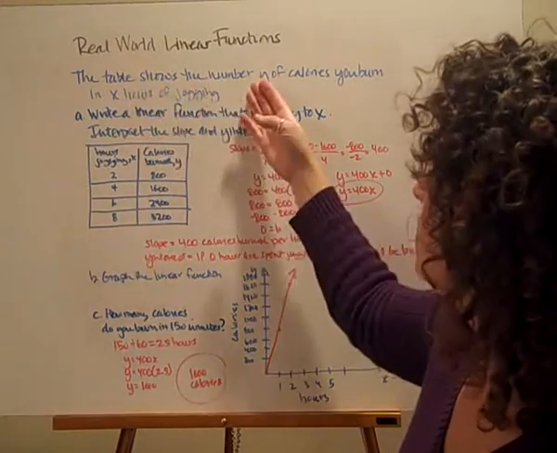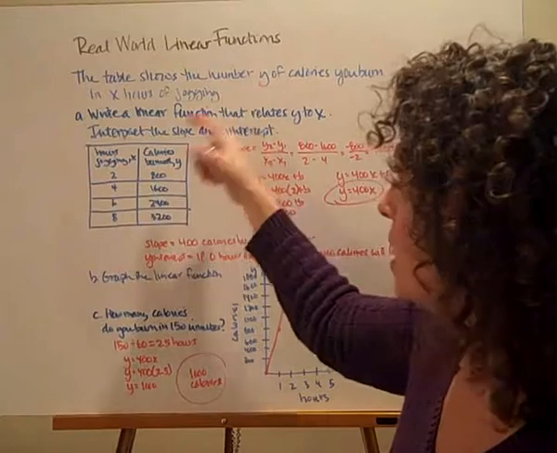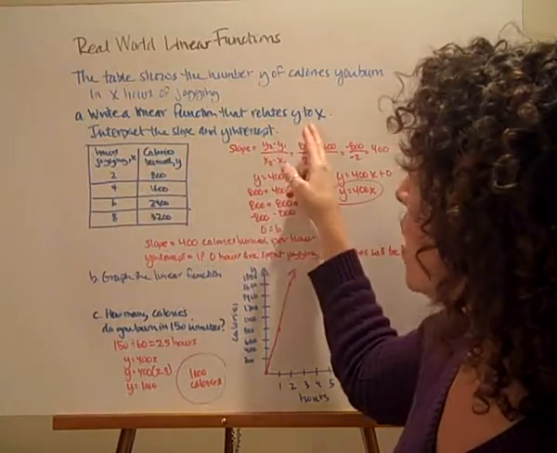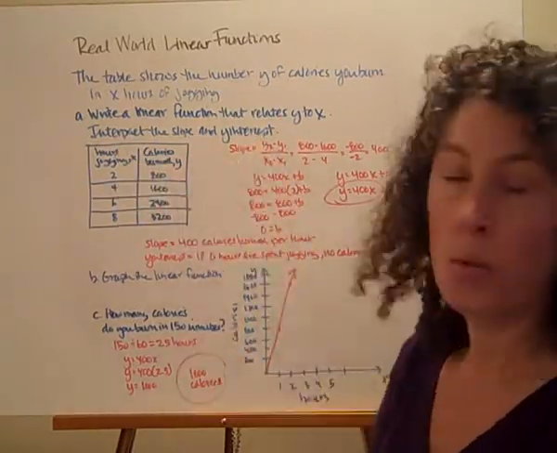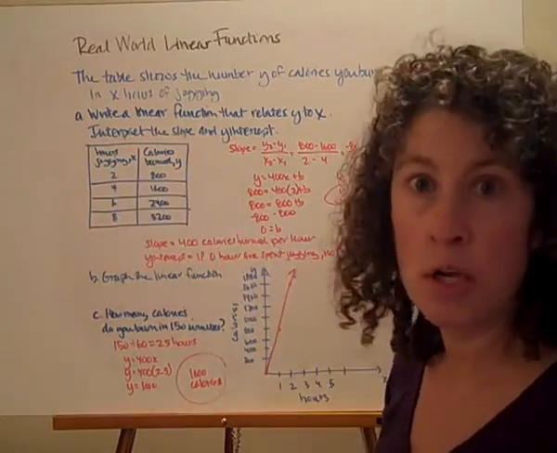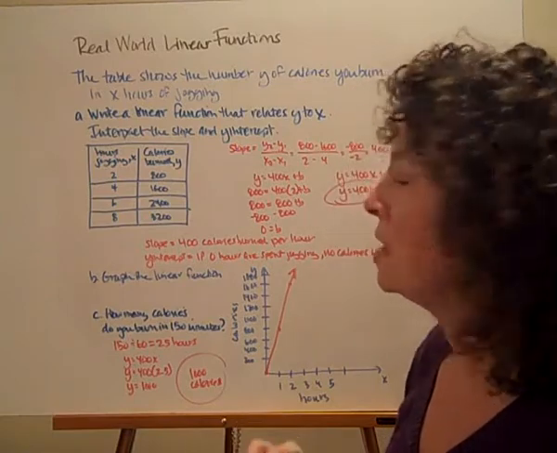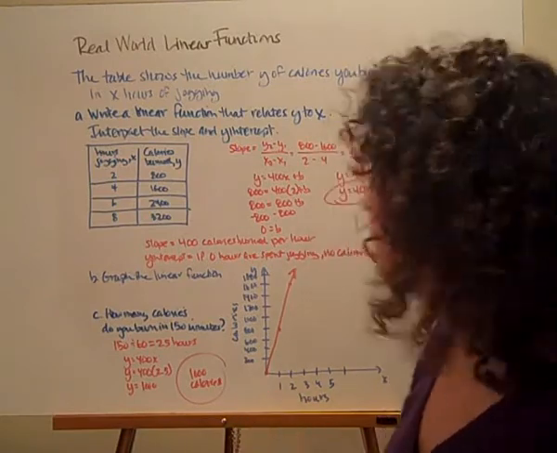So the table shows the number y of calories you burn in x hours of jogging. Write a linear function that relates y to x. Interpret the slope and the y-intercept. So here's our table. We're going to write a linear function. It's linear, so we know that it's going to be set up as y equals mx plus b.